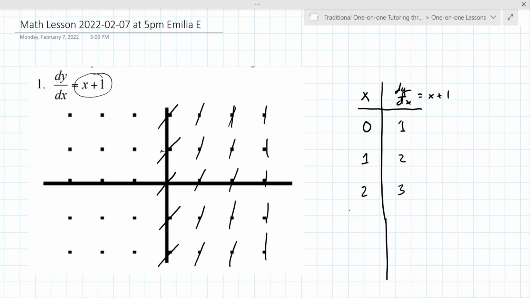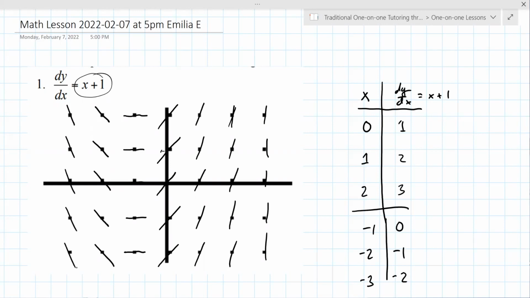Now, when you're going the other way, at -1, your slope is 0. So a slope of 0 looks like that. And then at -2 has a slope of -1. If I'm an instructor, I'm looking for the ones that you can actually draw nicely, which is 0, -1, and 1. And at -3, you have a slope of -2. It's just a bit steeper, like that.